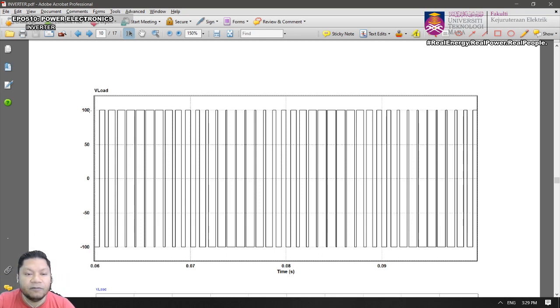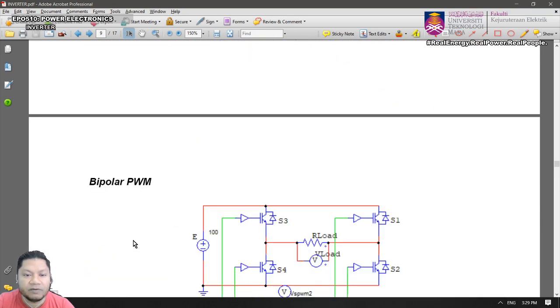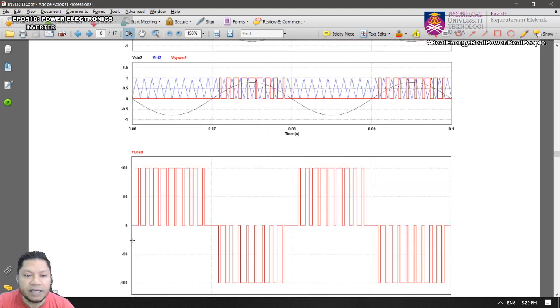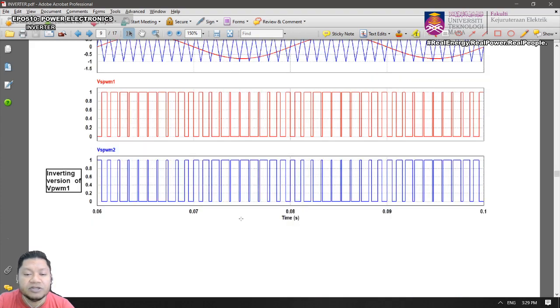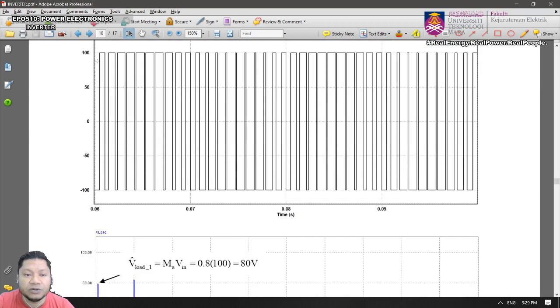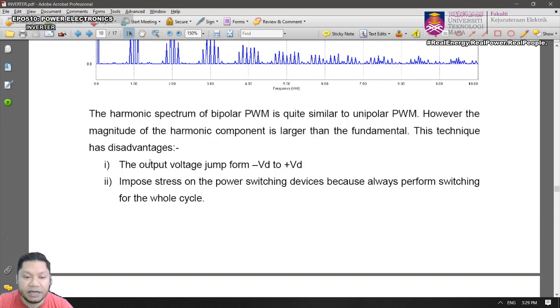So here it jumped from 100 volt to minus 100 volt compared to the bipolar PWM. If you look at the bipolar PWM, it jumped from 100 volt to 0 first, isn't it? 100, 0, 100, 0, 100, 0, and then from 0 to 100, minus 100. But for the bipolar PWM, it jumps straight from 100 volt to minus 100 volt. So it will experience 200 volt of voltage change. So that is what is meant by the output.